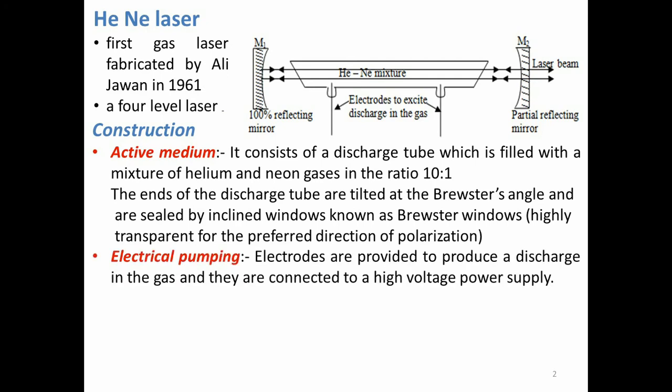Next is pumping mechanism. Here electrical pumping method is used. So the electrodes are provided here to provide the electric discharge in the gas, and these electrodes are connected to a high power supply. Then they produce electrons and excite the ground state atoms to the higher energy states, thereby achieving population inversion.